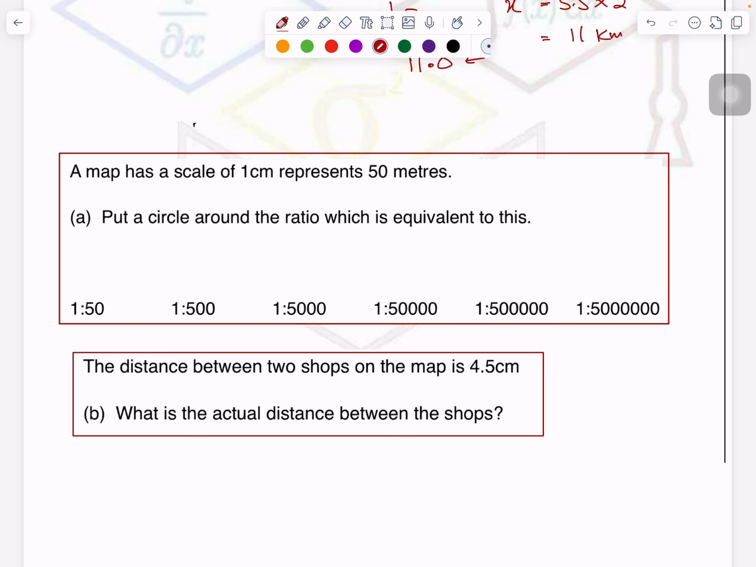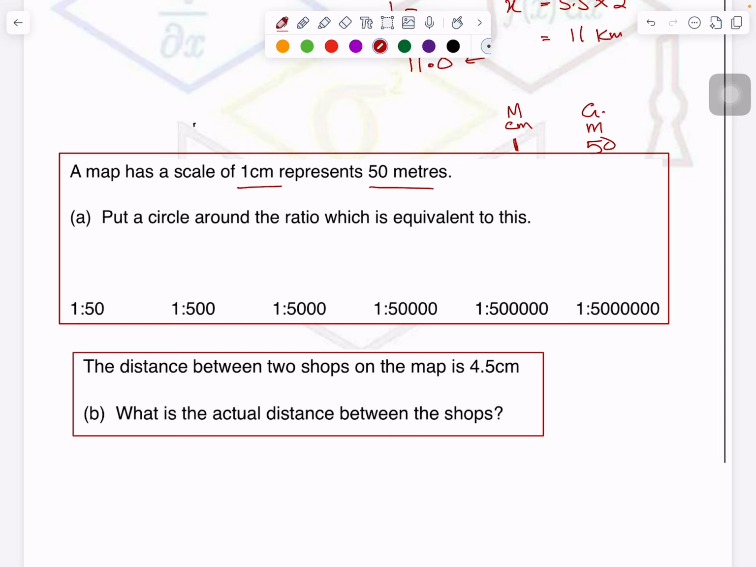So let's see this question. A map has a scale of 1 centimeter to 50 meter. What does it mean? On the map and on the ground, map is centimeter, ground is meter. 1 is to 50. Put a circle around the ratio which is equivalent to this.